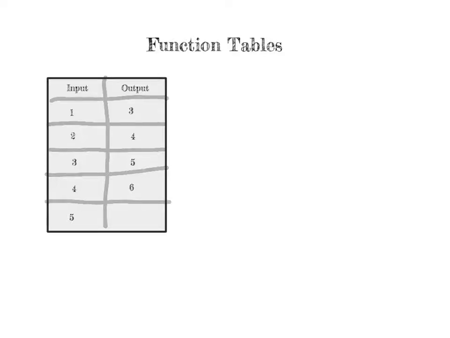Today we are going to learn about function tables. A function table is a table that shows possible outcomes of a function, which is a rule. Numbers enter the function table and, after following the rule, exit as a different number. So I have an example of a function table right here.